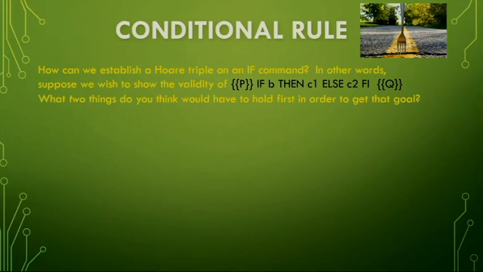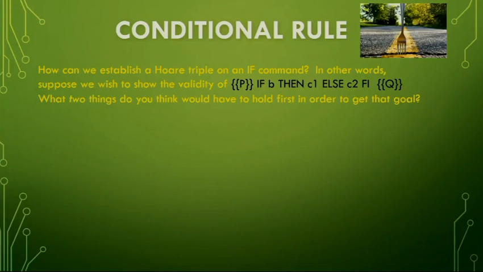Well, I want to try. Okay, sure. So the ending state of B is the starting state of C1 and C2. And the ending state of C1 and C2 is Q.